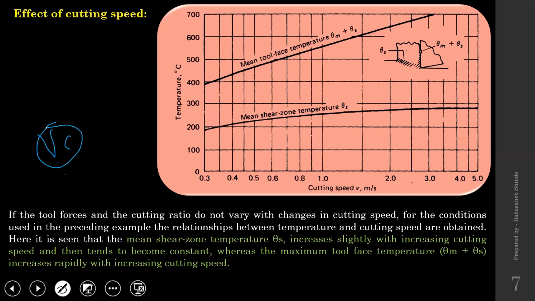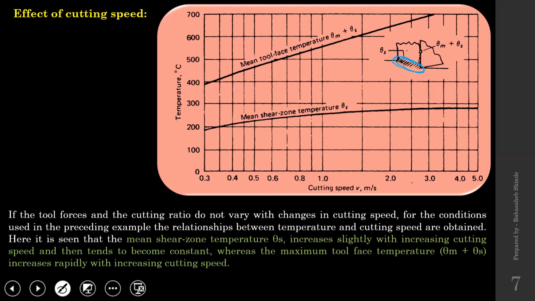Now to relate those temperatures with the cutting speed, we are going to consider two prominent zones, because we know that there are three zones. What are those three zones? First one, primary and secondary, and the third zone comes into picture when there is a certain amount of tool wear. So we are not going to consider this third one. So two zones we are going to consider. First one, shear zone.